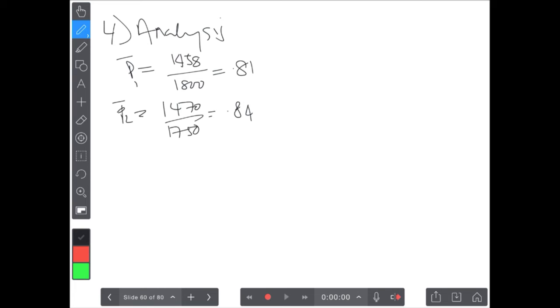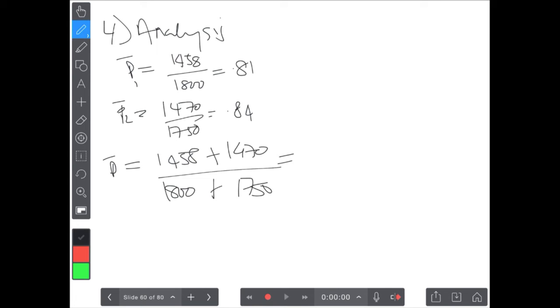Since we're going to need the pooled sample proportion, let's go ahead and find that. So P bar would then be 1458, that's our x1, plus 1470, x2, over n1 plus n2, which is 1800 plus 1750, and that turns out to be 0.82. So now we have the pooled sample proportion, as well as the individual sample proportions themselves.